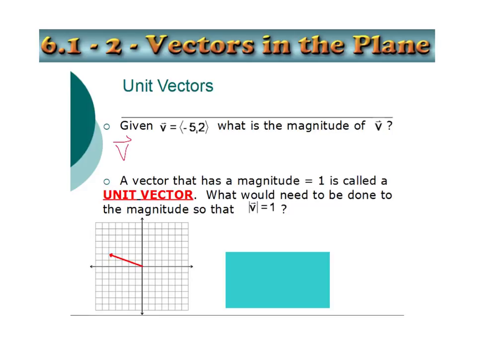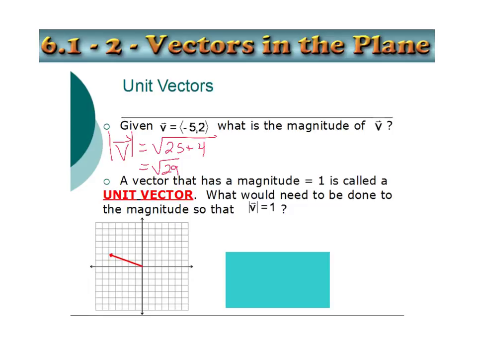Remember the magnitude is shown with these bars around it, and it's going to be the square root of -5 squared plus 2 squared. That's going to end up being the square root of 29, which does not reduce. Now, I know that that's somewhere between 5 and 6 units long, but by writing it as the square root of 29, I can leave it exact.